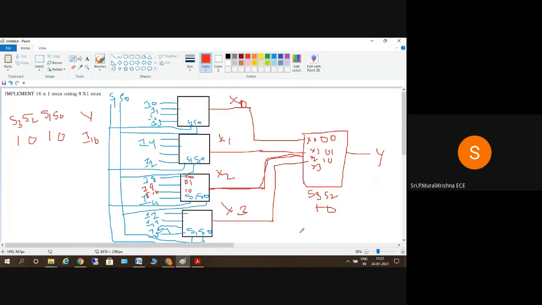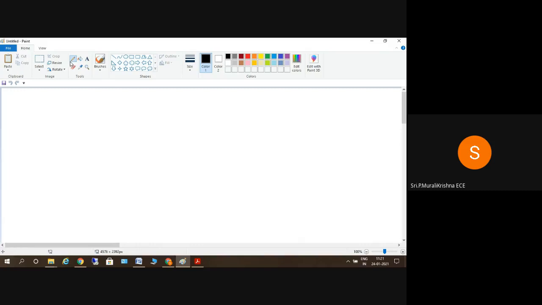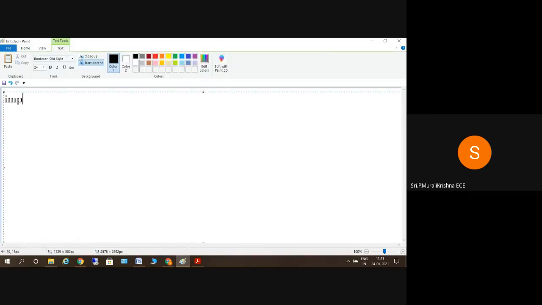Okay, so now take the next problem. Implement a 64:1 MUX using 16:1 and 4:1 MUX.